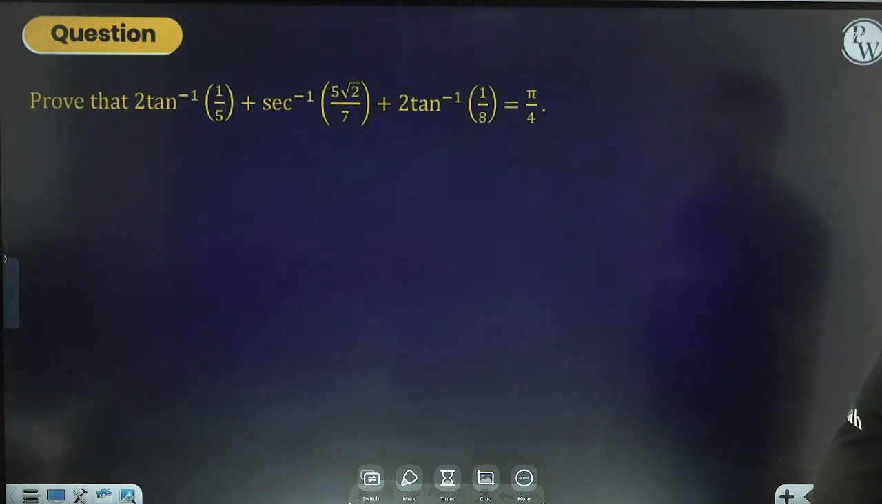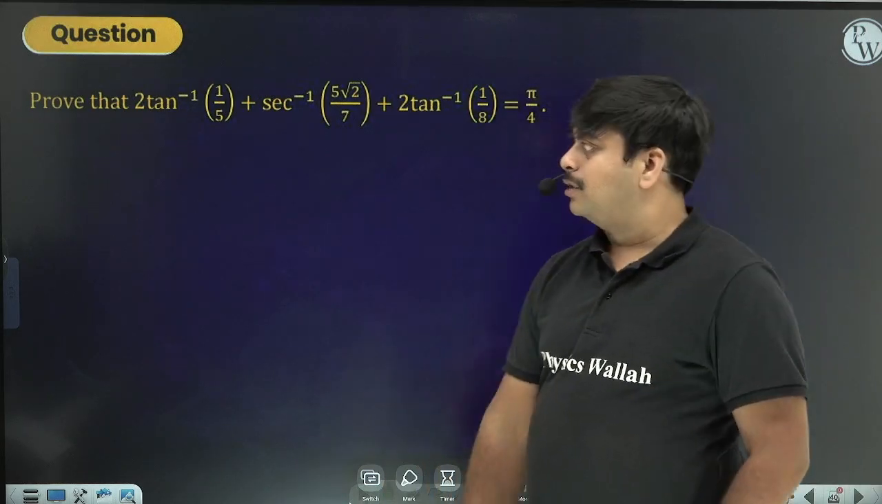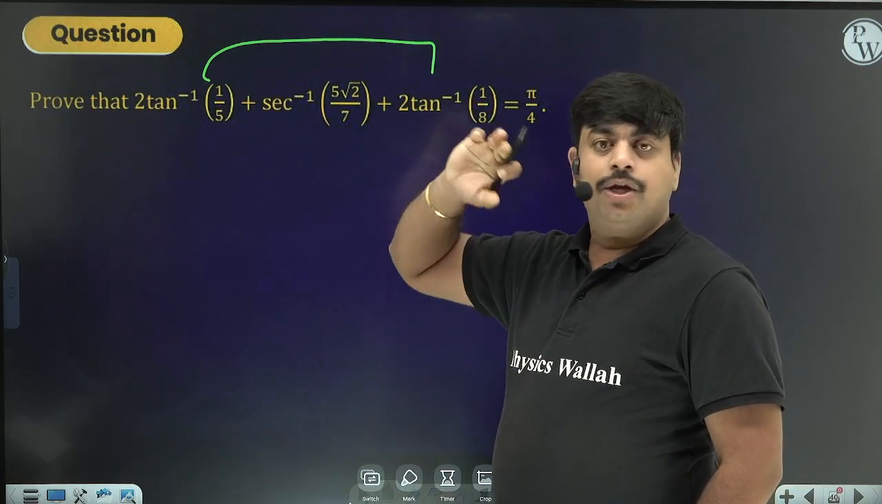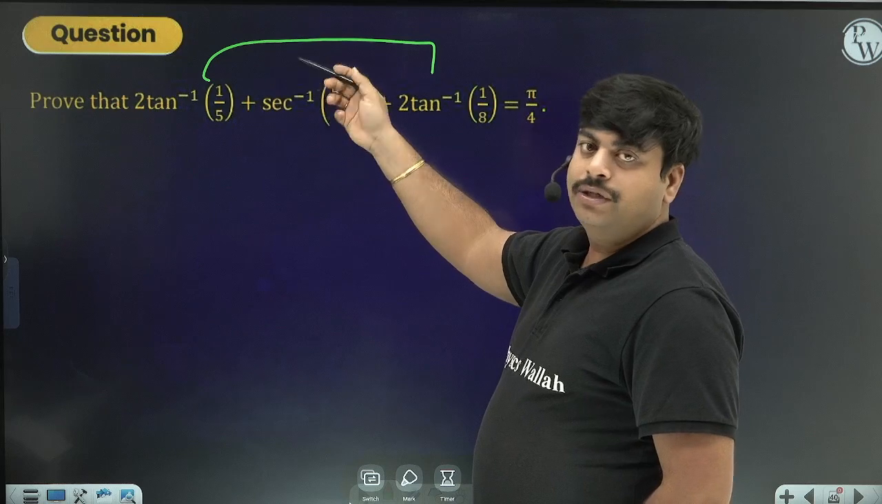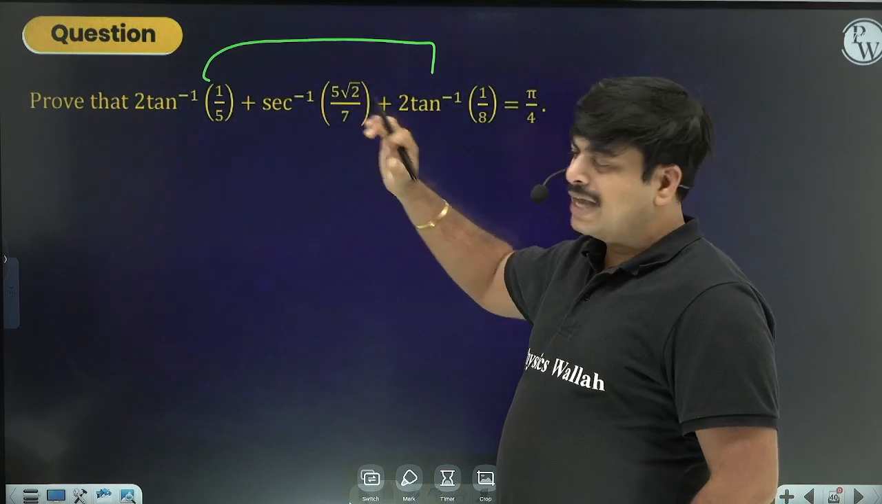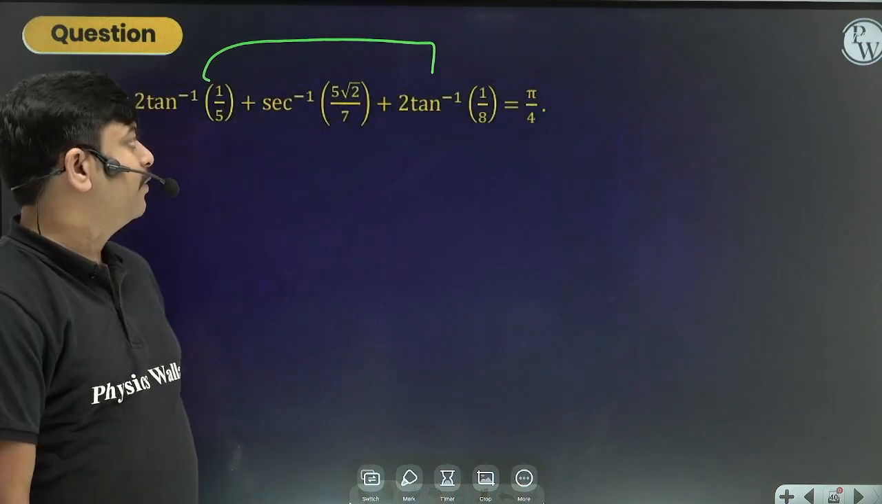2 tan inverse 1 by 5 plus secant inverse 5 root 2 by 7 plus 2 tan inverse 1 by 8 is equal to pi by 4. So what you can do, you can take two different values, tan inverse x plus tan inverse y. You can go in that way. Or convert this secant inverse into tan inverse and add these two and then add this, whatever you do. Or convert tan inverse to secant inverse, whatever you do. People, it's up to you how to add different values.